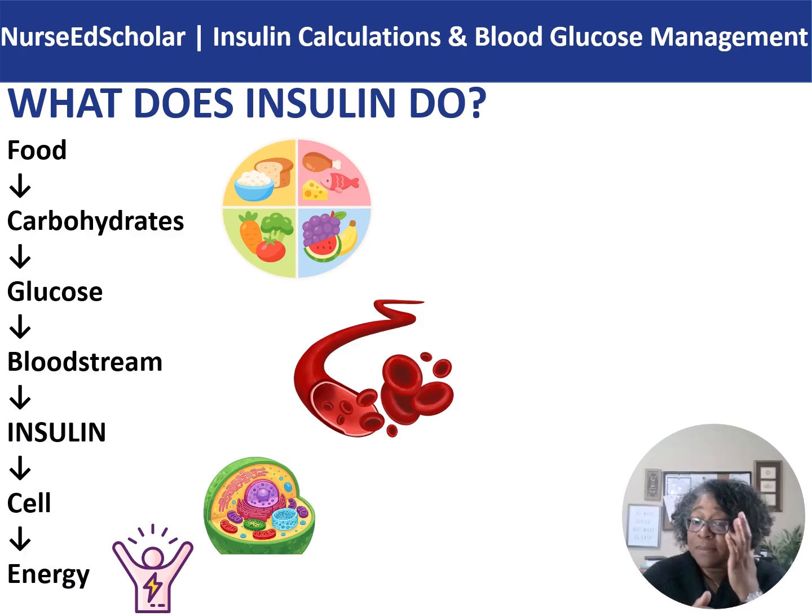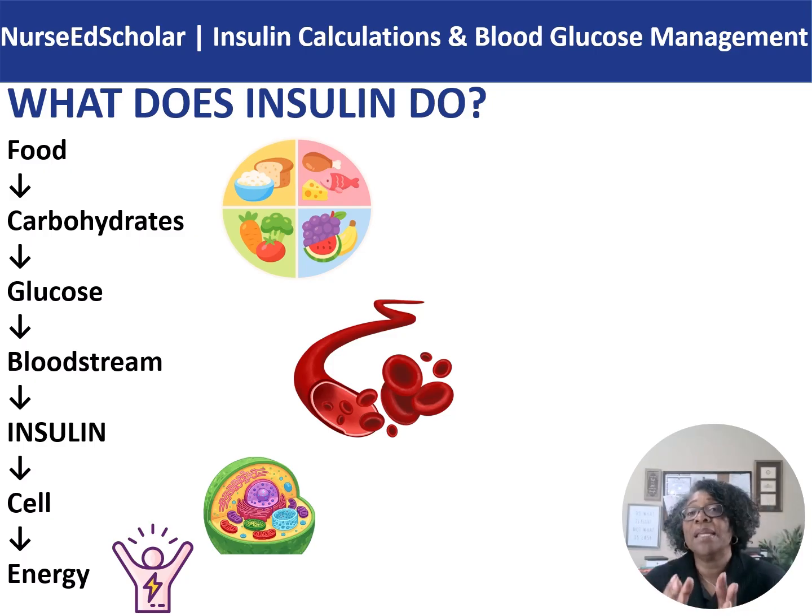So let's look at some patho a little bit. What does insulin do? First, your patient's going to eat the food. Food has carbohydrates and those turn into glucose, and the glucose goes into the bloodstream, and then the insulin unlocks the cell, and so then the glucose goes into the cell, into the body, and it provides the patient energy, right? So that's good. Food creates energy for your patient.